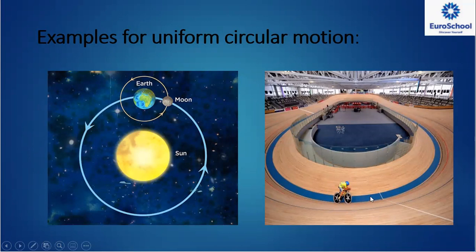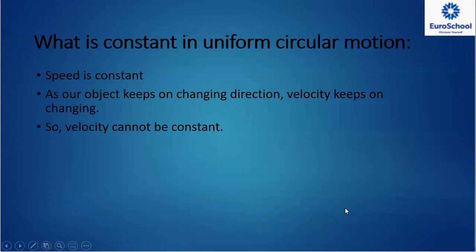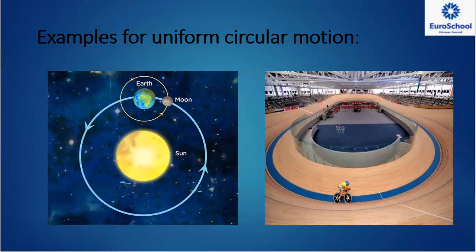If the cyclist is moving with uniform speed, then you call his motion uniform circular motion, because he is traveling with uniform speed and he has been moving in a circular direction. We call this an example for uniform circular motion.